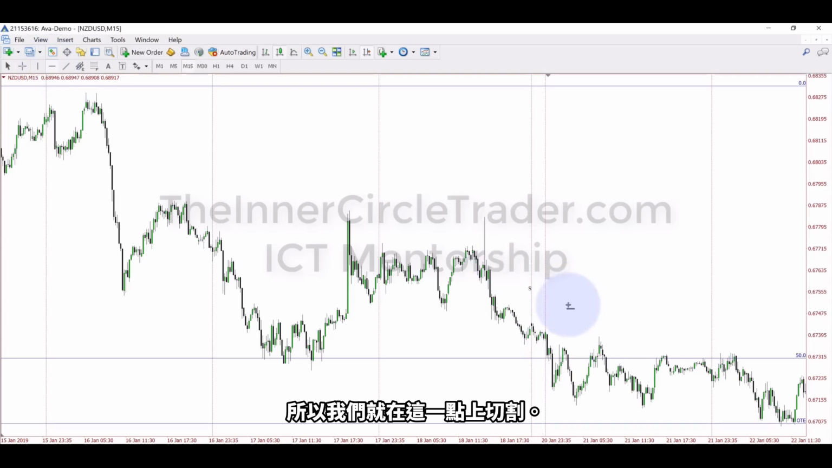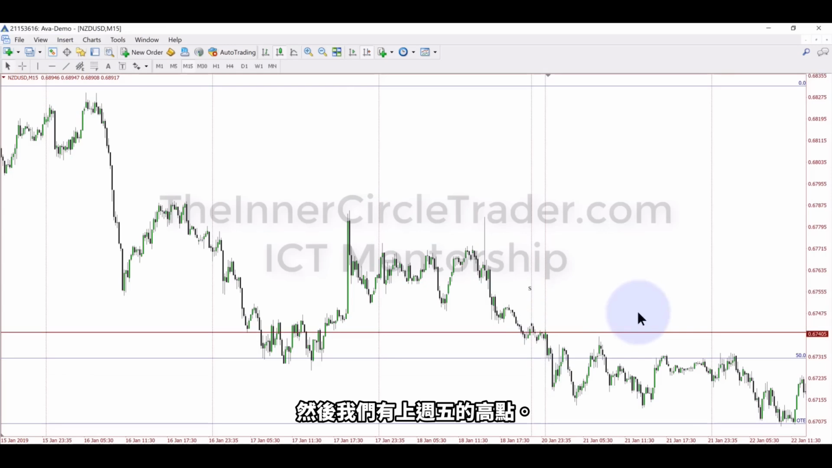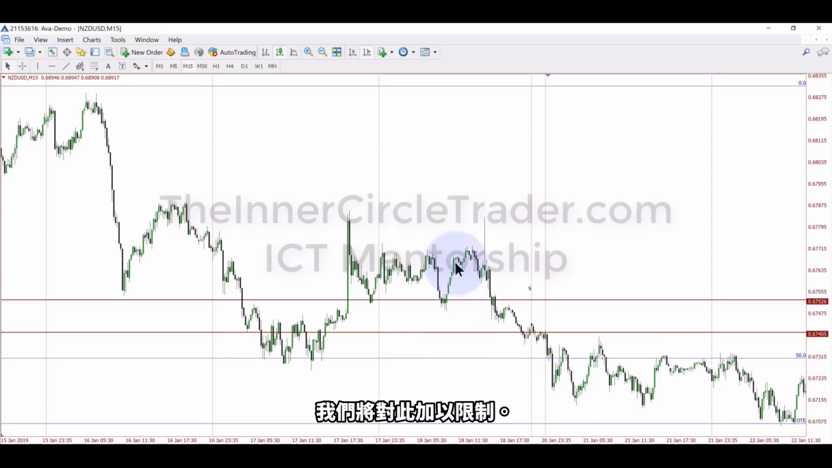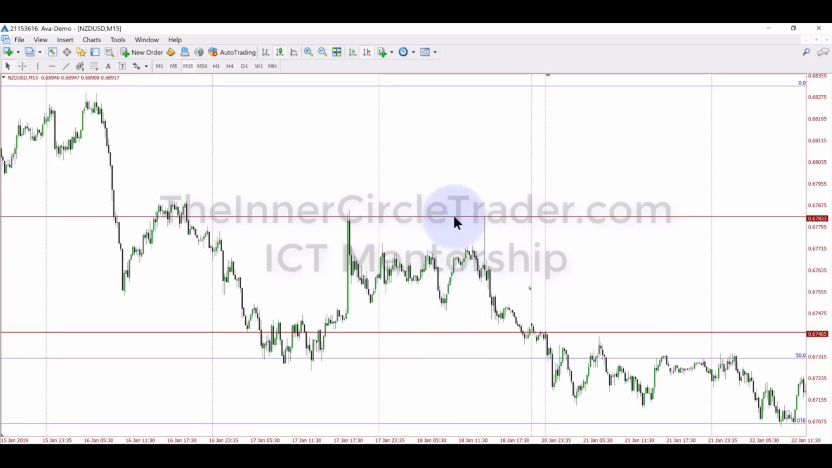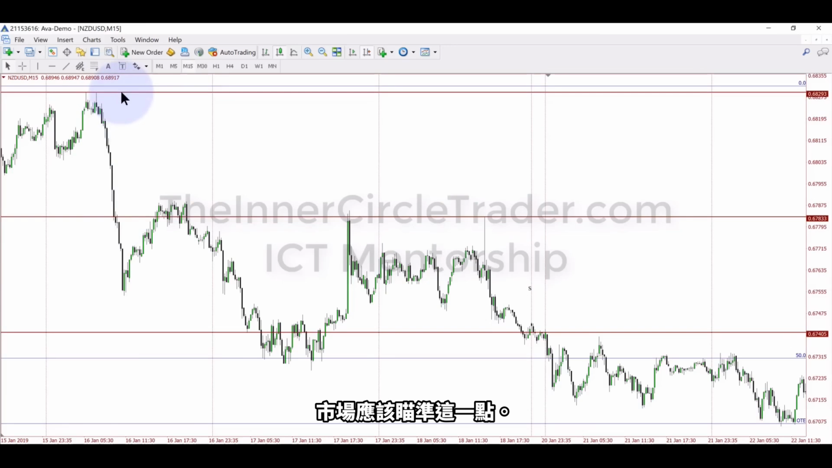So we're just going to drop a line on that there, and then we have the previous Friday's high. So we'll put a line on that. And then we have the Wednesday of the previous week's high. So the market should target that. And we'll stick with that for now. So we have our New York Open scalping setup here. Buy.